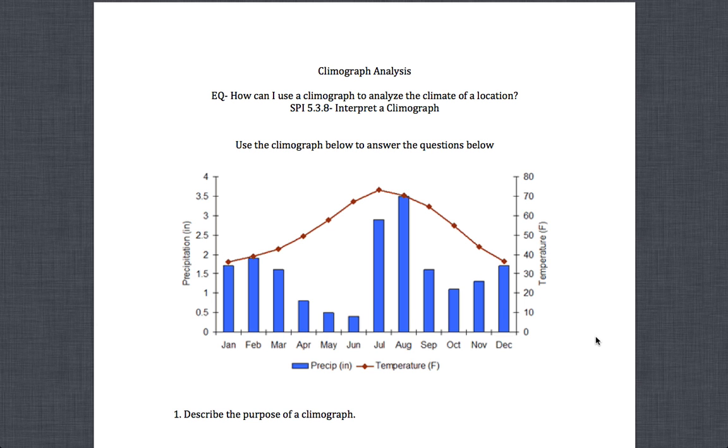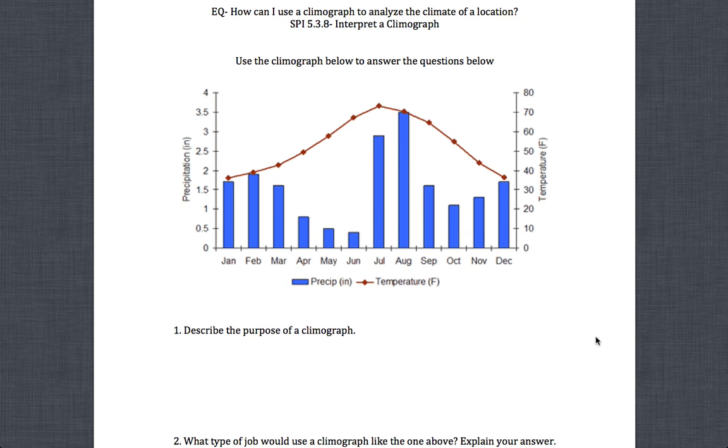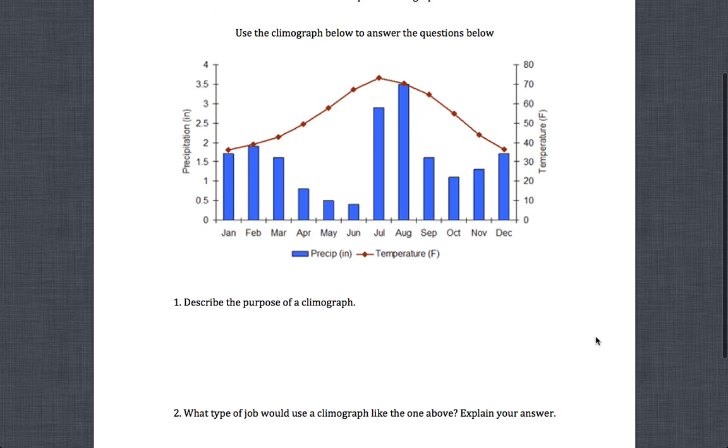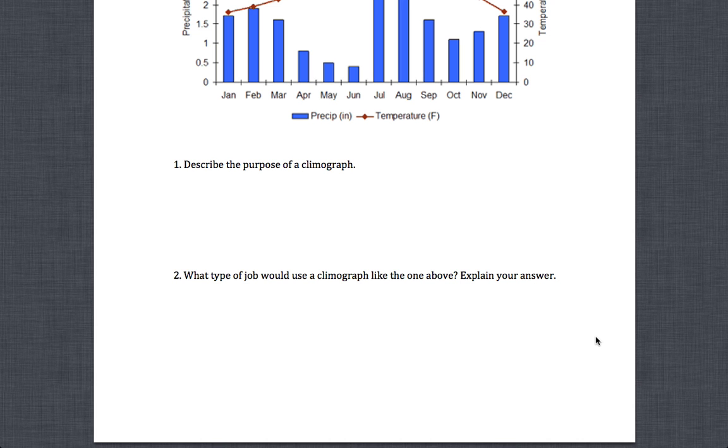Now, if we go down, I've got several questions here that I'd like for you to answer. First of all, describe the purpose of a climograph. If you look at this, what is the general purpose of this graph? Number two, think about what type of job would use one like the climograph that you see above.